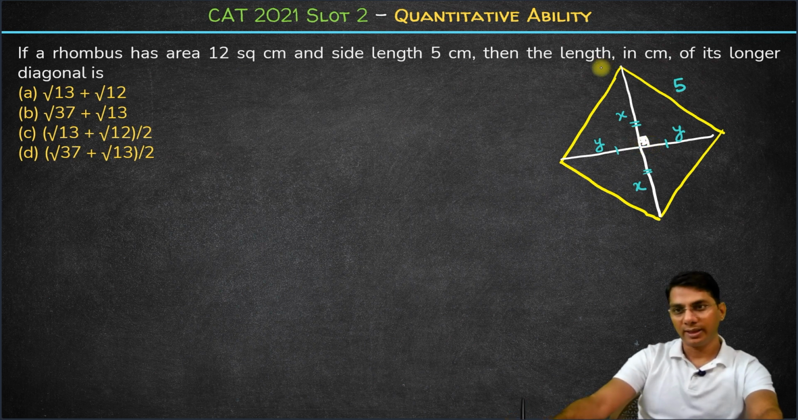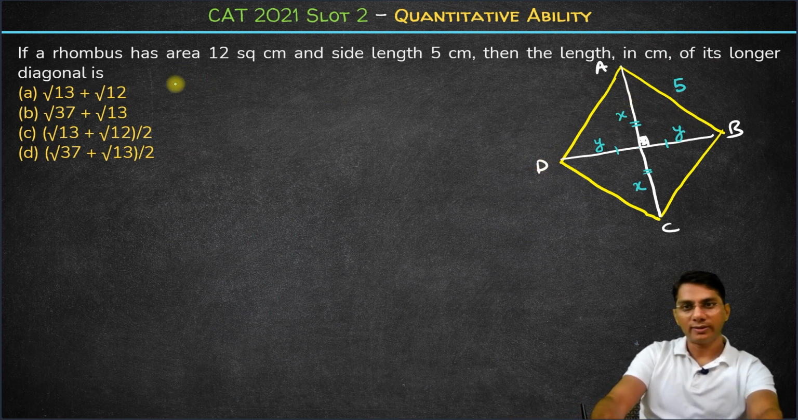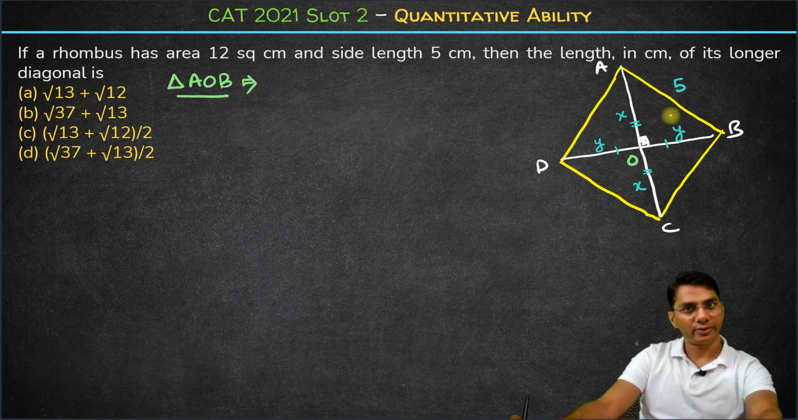Okay, so let me name all these vertices. We have A, B, C, D. So the diagonals are AC and BD. Now let's say this point is O, and let's focus on triangle AOB. Now AOB is a right angle triangle. Since AOB is a right angle triangle, we can use Pythagoras theorem here.